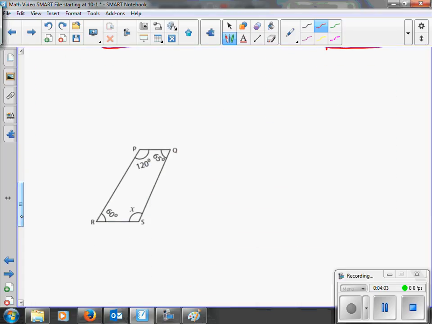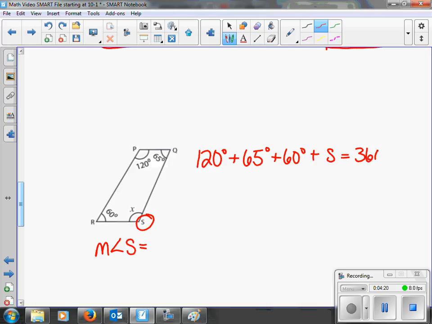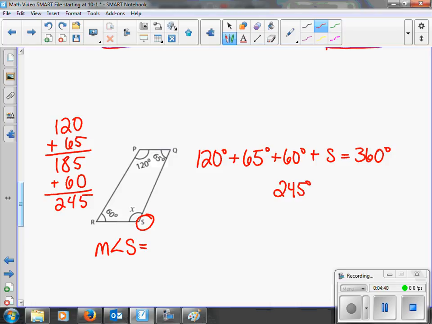Let's try another one. Okay, we're finding the missing measurement here for angle S. So the measurement of angle S is what? Well, let's see. 120 degrees plus 65 degrees plus 60 degrees plus S equals 360 degrees. I need to have all 4 things listed there, and then I add them up. So 120 plus 65 is 185 plus 60 is 245. So we get 245 degrees plus S equals 360.